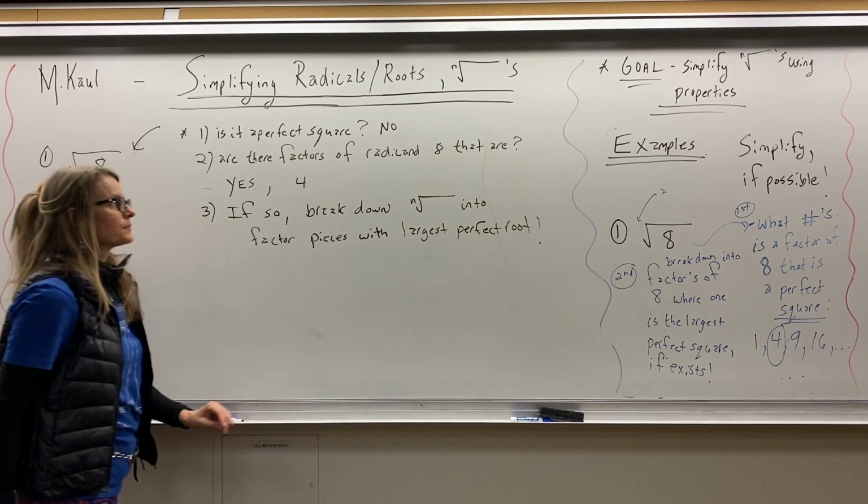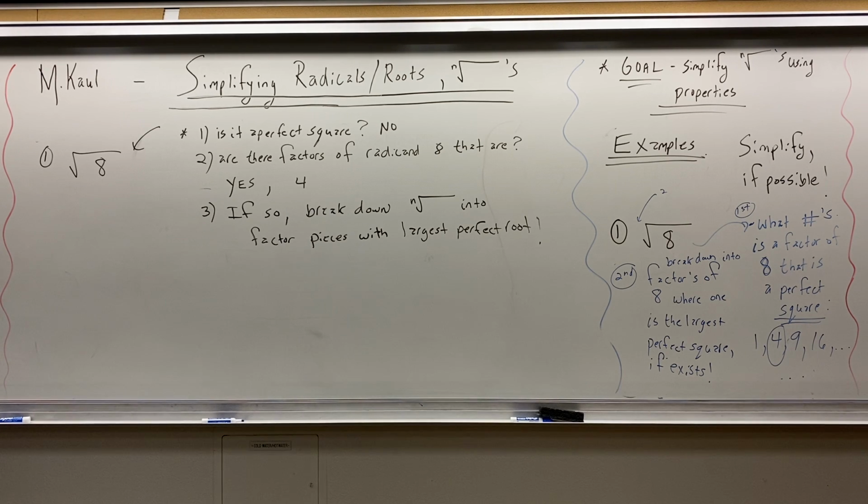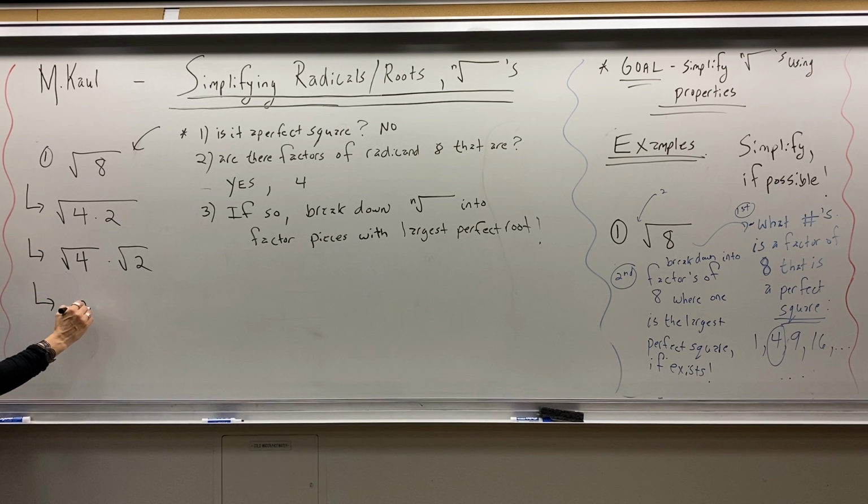Okay, so here we go. Here are better, clearer steps to approach this. So we know that 4 is a factor, so what I'm going to do is rewrite this in terms of, instead of the square root of 8, we'll say it's the square root of 4 times 2. And by our property, we can write these as individual radicals. So this is the same thing as the square root of 4 times the square root of 2, which is the same thing as 2 square roots of 2. Nice. So this means 2 times the square root of 2.